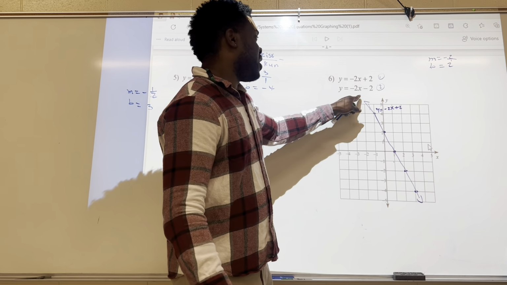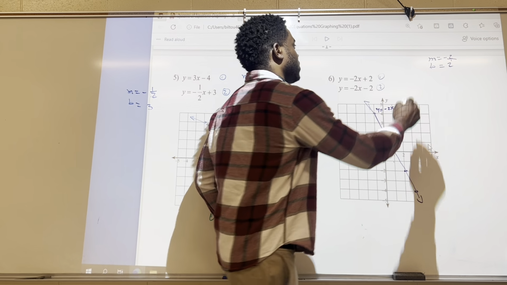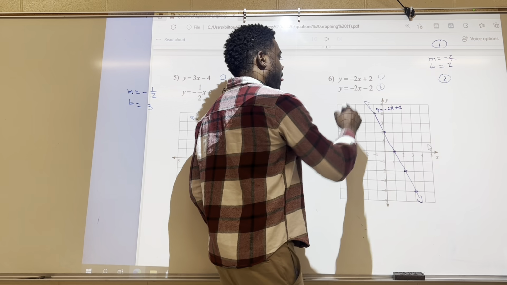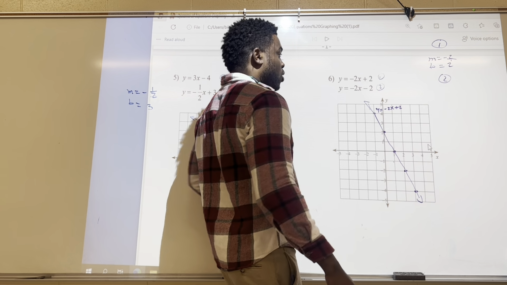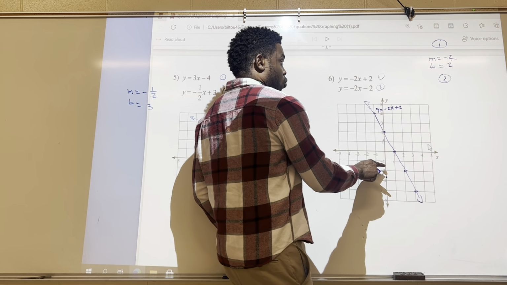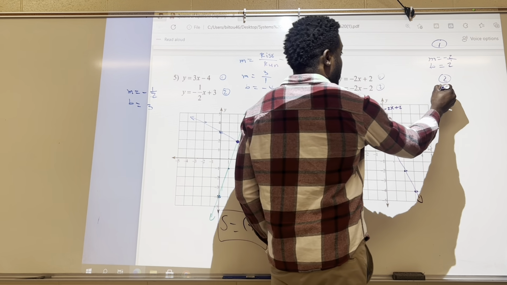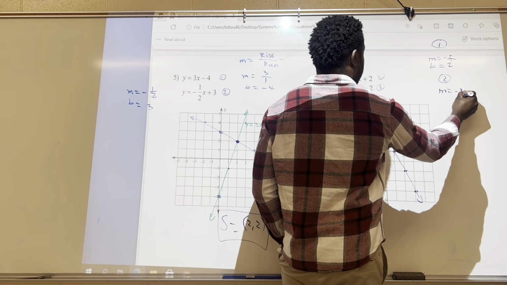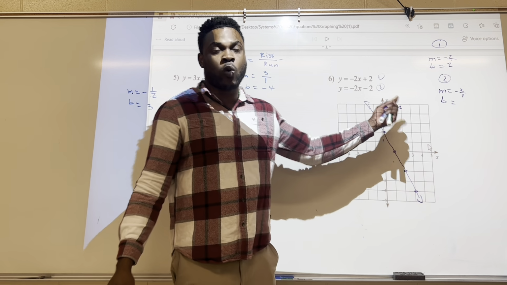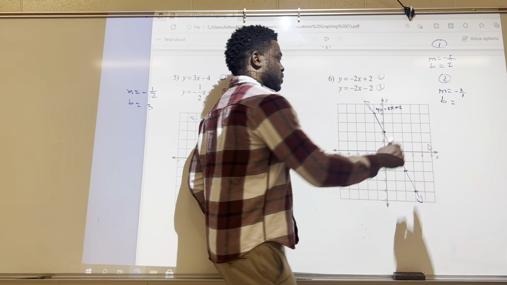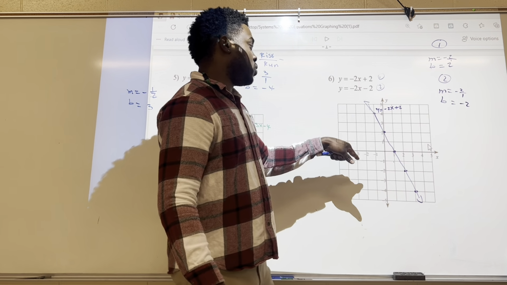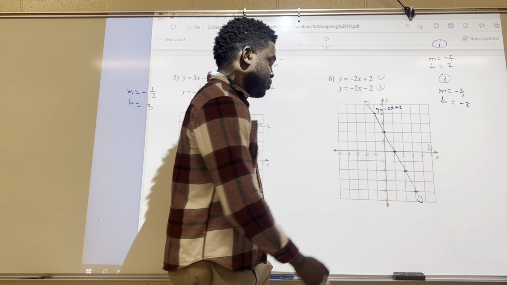So now I need to graph the second equation. So I'm going to call this one the first equation, and this is going to be our second equation over here. We notice that the slope over here is also a negative slope, but the y-intercept is different. So the slope will remain exactly the same. The same slope. And then your y-intercept over here is different, which is -2. So the first one was 2, and the second one is -2.